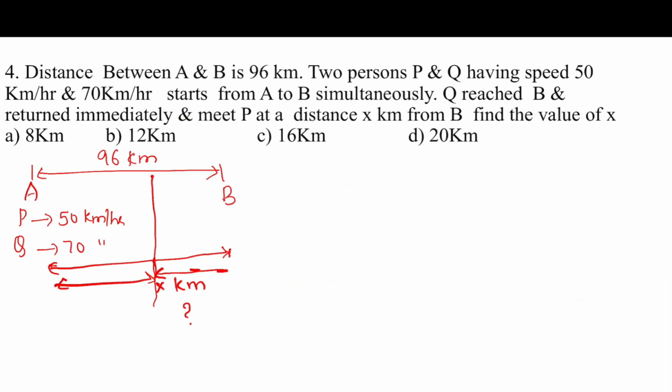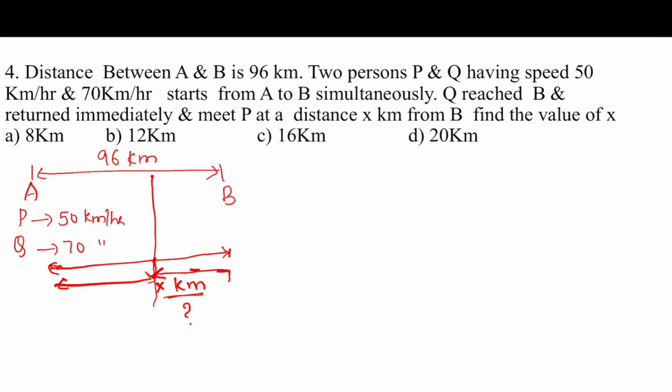P and Q are two people. P has speed less than Q. So Q will go to point B and he'll come back, and till he comes back, P will reach some point. So at one point they both will meet. So Q has traveled some distance from B till that meeting point, isn't it? What is that distance from B till the point they have met? That is x kilometers, the distance they are asking.